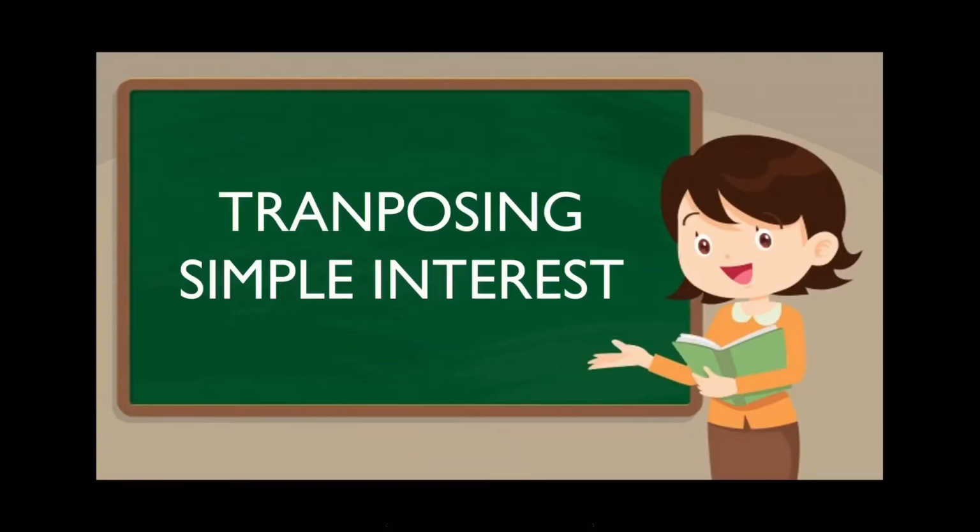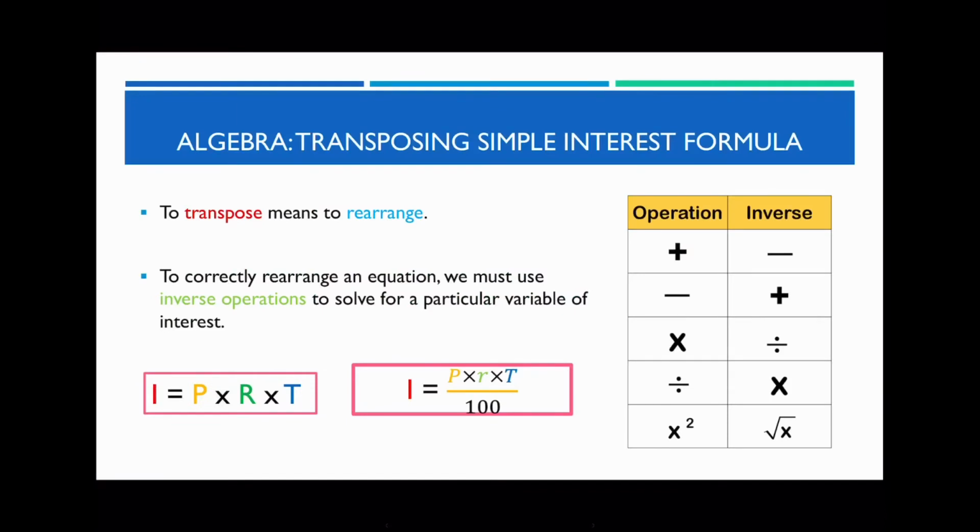Moving on to the next topic, which is about transposing simple interest. Now, this is a topic that I didn't really cover in a great amount of depth because I've just given you the formulas already, but I want to show you how we actually get from the simple interest formula to the formula that allows you to calculate principal, the formula that allows you to calculate simple interest rate, and so forth. So the word transpose means to rearrange, and in order for you to correctly rearrange an equation, we must use the inverse operations, meaning the opposite operations, to solve for a particular variable of interest. So if you see an addition, we use subtraction, if you see multiplication, use division, and so forth, as indicated by the table on the right-hand side.